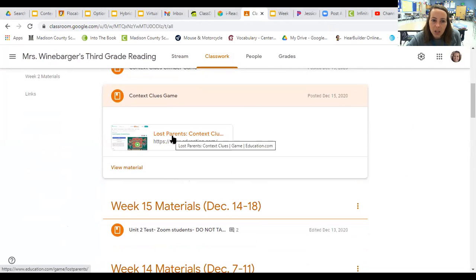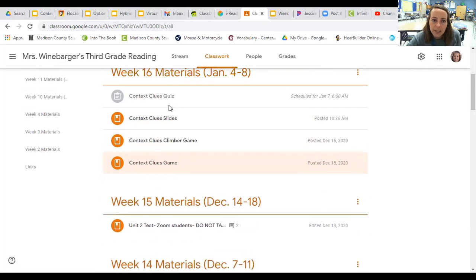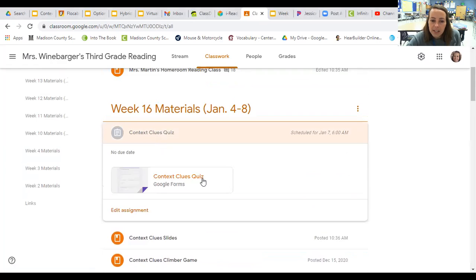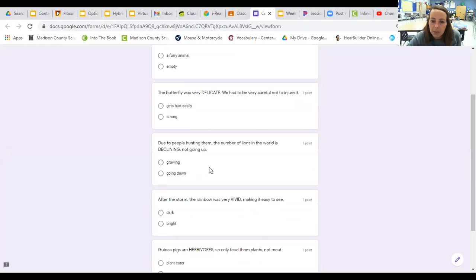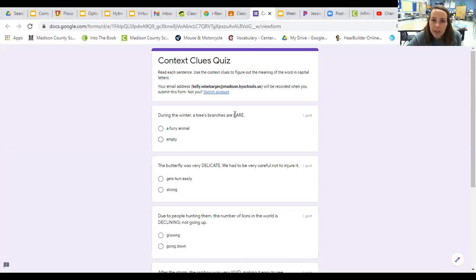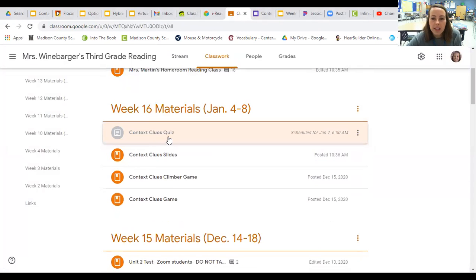So this is a fun game called Lost Parents, and you have to use context clues to help you solve the clues. And on Friday, the context clues quiz is also going to be right here. So if you click on that and then click on the form, it opens it up. There are 5 questions, and you're going to read them and see if you can figure out the meaning of those words that are in all capital letters by using the clues around those difficult words. Now that quiz won't be live until Thursday, because I want to give you a couple of days to practice, go through your iReady assignments before you take that quiz, okay?